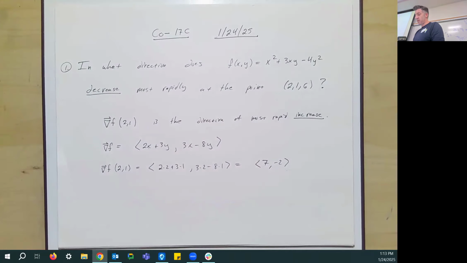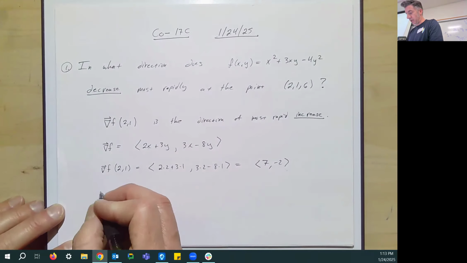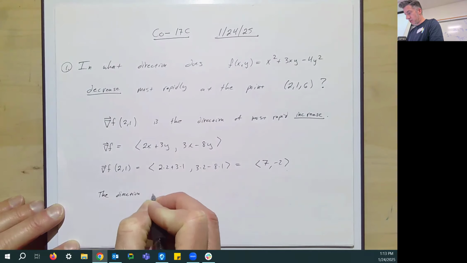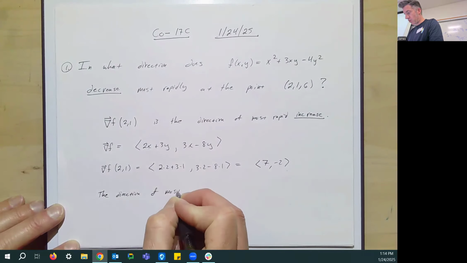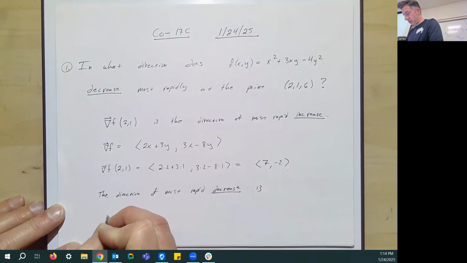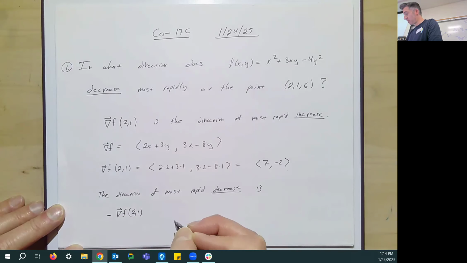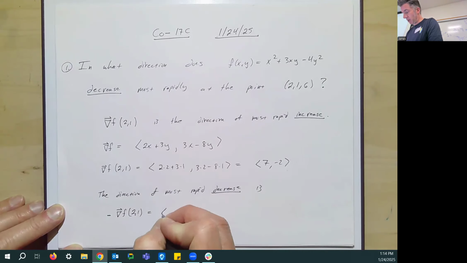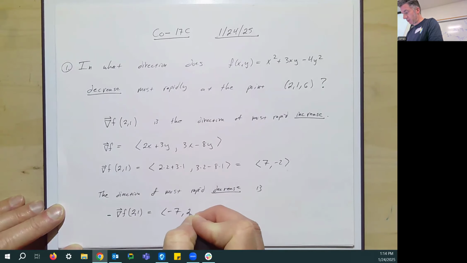Okay. So then the answer to our question is that the direction of most rapid decrease is just going to be the negative of that. It's the negative of the gradient evaluated at (2, 1), which in this case we're just going to literally multiply each thing by -1 and get (-7, 2).